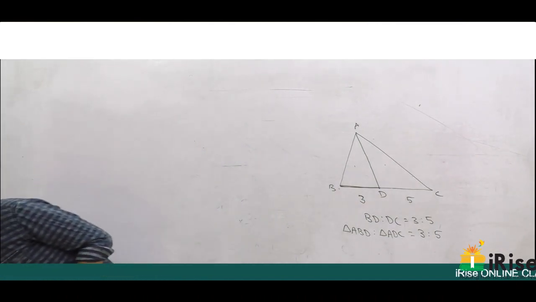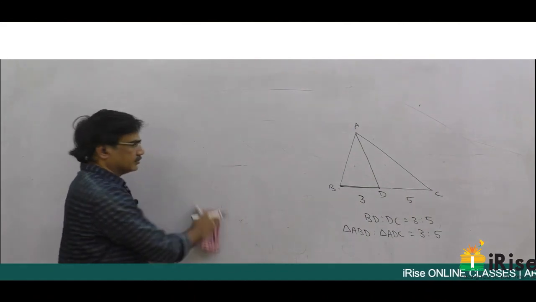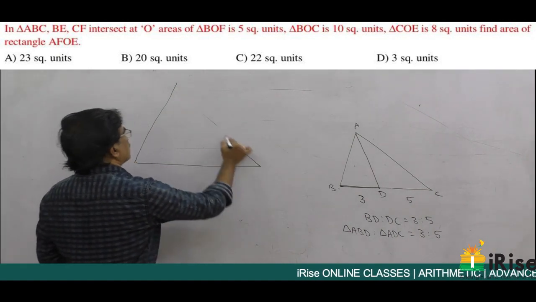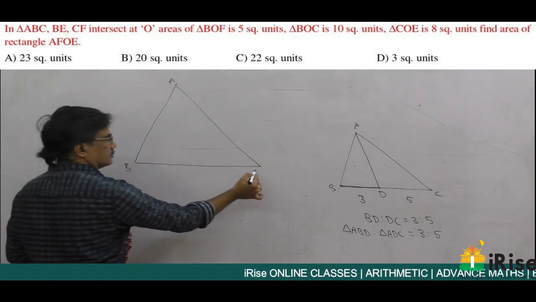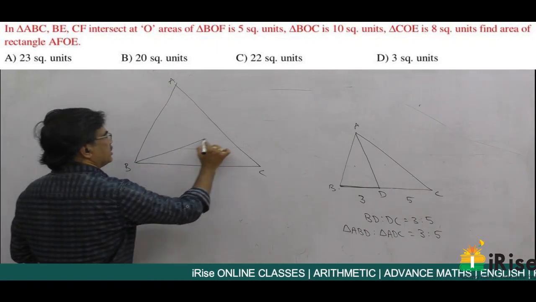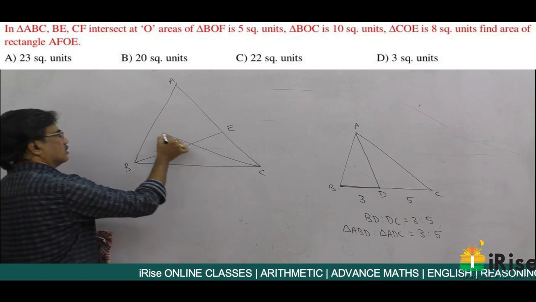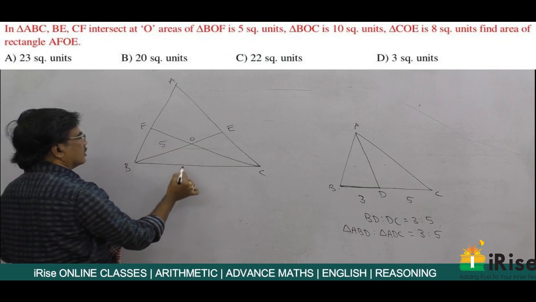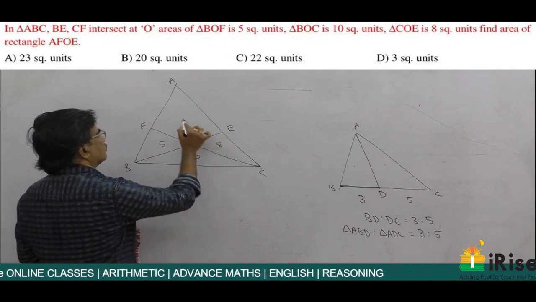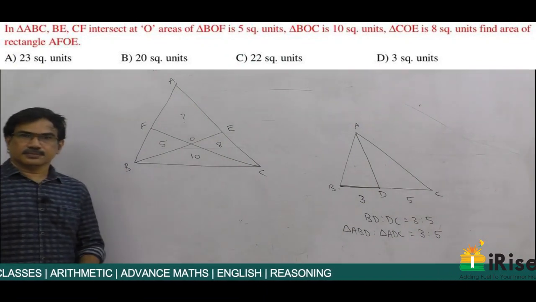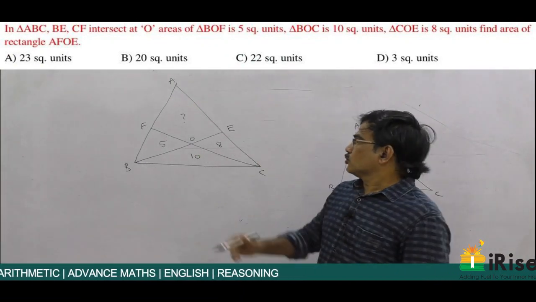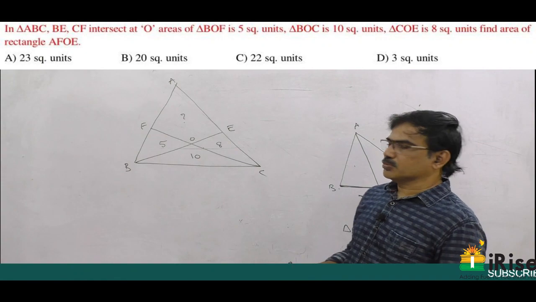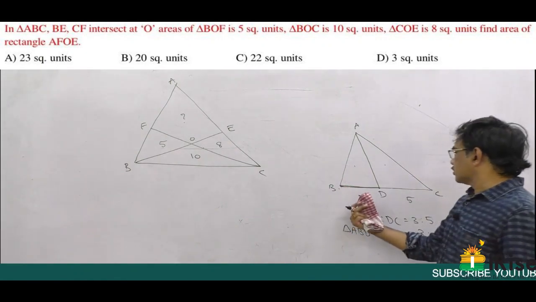See the problem carefully. I want to solve this problem. This is a triangle ABC. BE and CF are drawn. They intersect at O. The area of this part is 5 square units, this is 10 square units, and this is 8 square units. Then what is the area of this part? To find the area of this part, I want to use the mass point concept and also this concept.